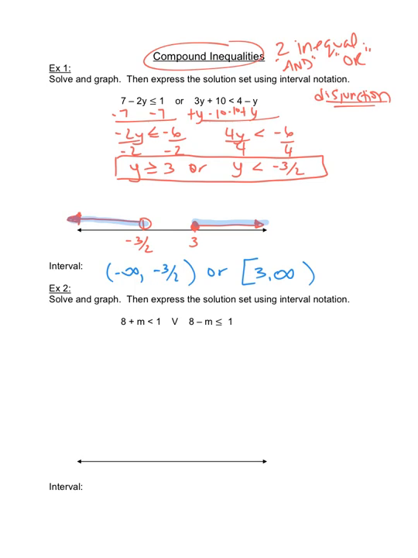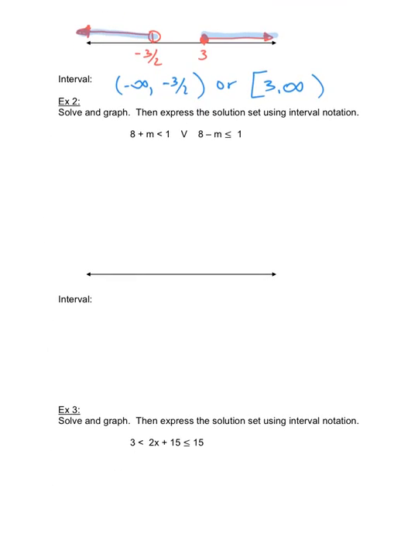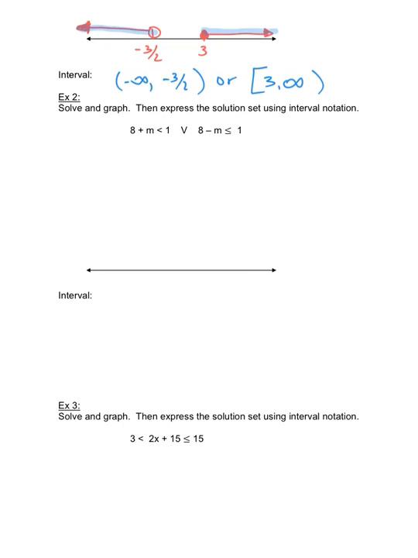All right, example 2 is the same thing, only now I'm adding in one little thing, and that is that there's a symbol for the word or, and that's like an uppercase V that you see right here. That's the symbol for or. Okay, I'm going to do the same thing. I'm going to solve them independently, separately from each other. Subtract 8 on both sides.